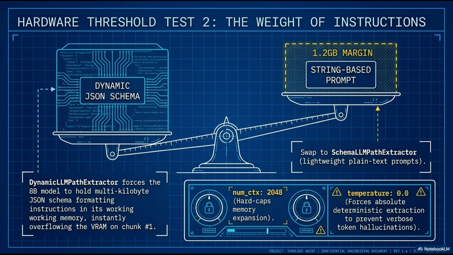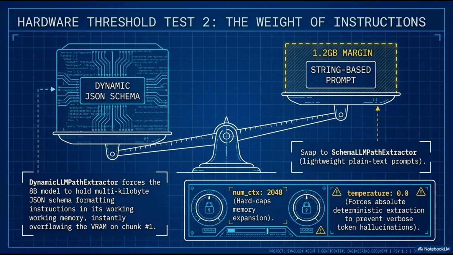The culprit in the second crash was the payload density of the framework's extraction tool. In his initial build, Vitaly utilized a LlamaIndex module called DynamicLLMPathExtractor to identify the entities and relationships in his text. I've seen frameworks use these dynamic extractors. What are they actually sending to the local model's API under the hood? It's not just the text of the markdown file, is it?